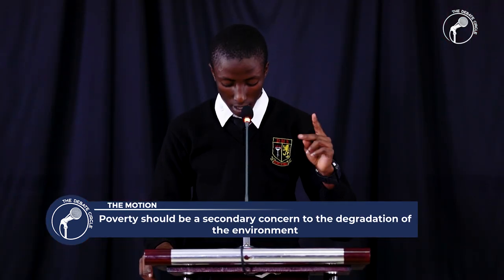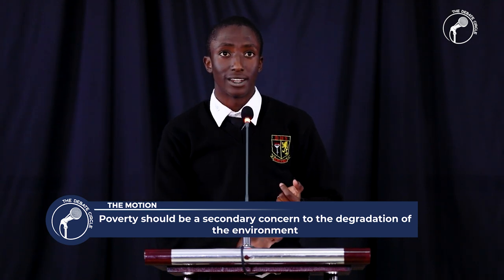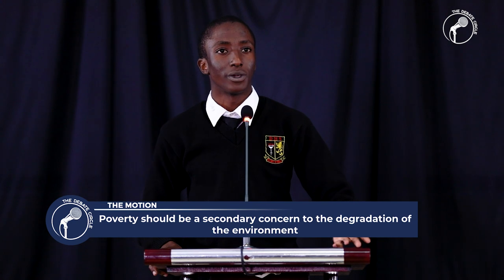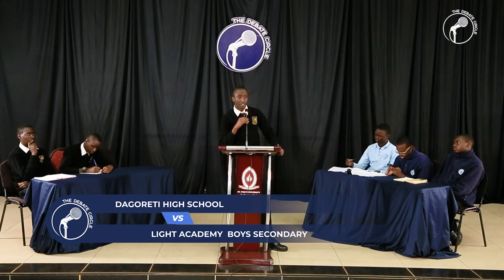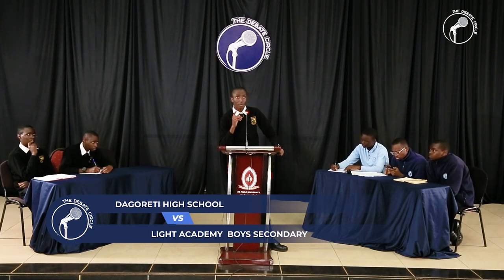Third, I want to conclude by giving us a solution. What solution do we have? Sustainable development. Two words. Sustainable development, how? Renewable energy development. Energy development in what way? Coal. Coal is gotten from cutting trees, but it can also be gotten from cow dung. And this has been seen and has been used worldwide. So join me and let's hold hands to propose the motion that states poverty should be a secondary concern to the degradation of the environment. Remember, cheap is expensive, and expensive is cheap. Thank you.